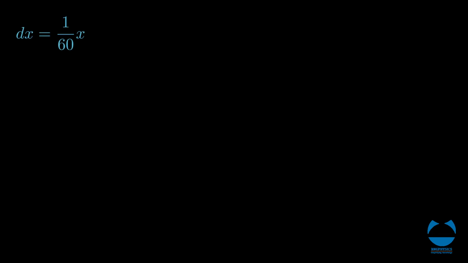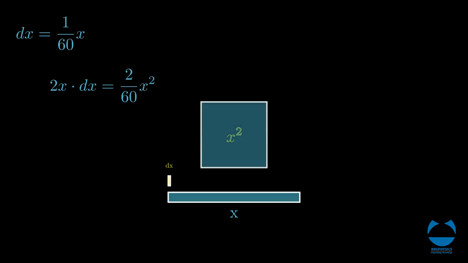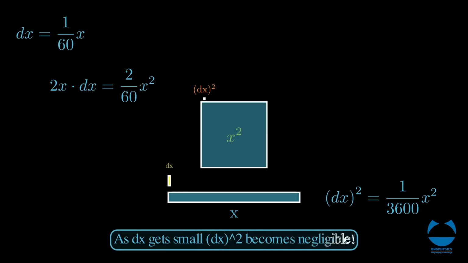Here is an example of why we often ignore dx squared. Let's say dx equals 1 over 60 of x. So 2x times dx becomes 2 over 60 of x squared. And dx squared becomes 1 over 3,600 of x squared. That last number is way smaller, like this tiny square here for dx. So it is often safe to ignore it. dx is small but important. dx times dx is super small and often not worth keeping.